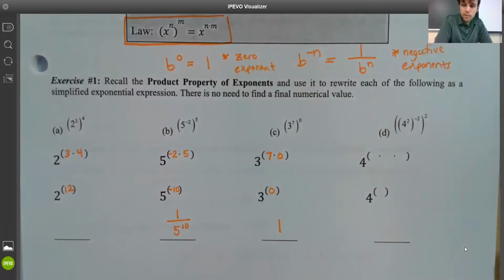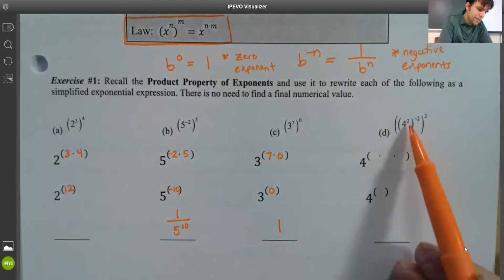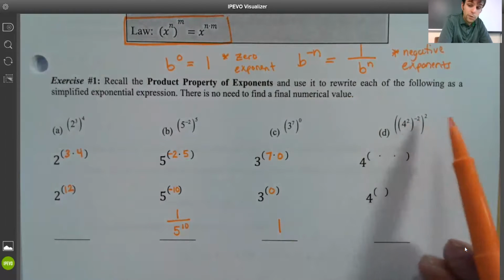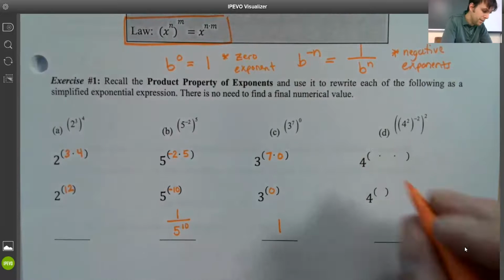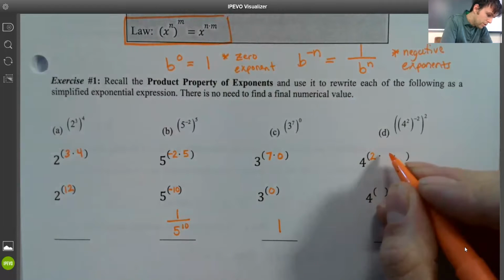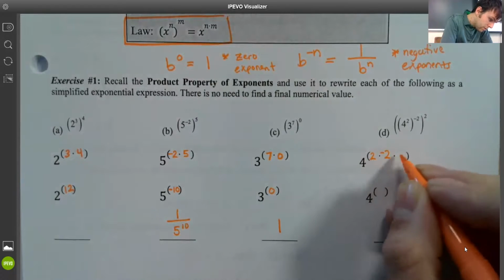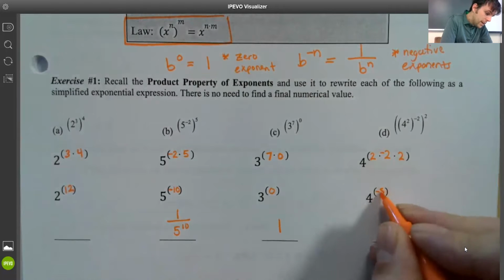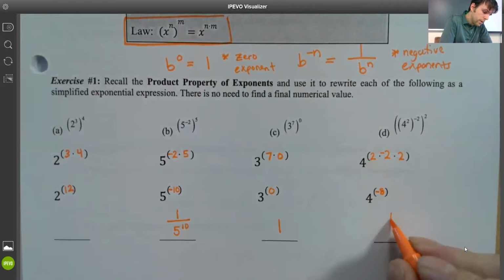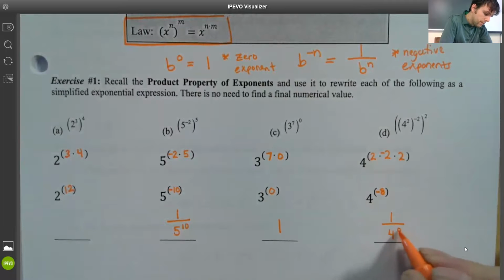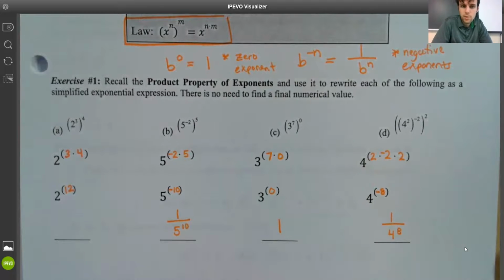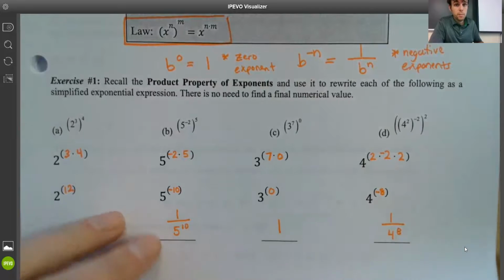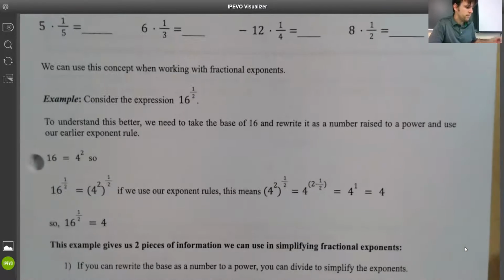Okay. Moving forward, this looks complicated, but again we have a power to a power to a power. We're just going to multiply all these together. So 2 times -2 times 2. That's going to be -8. And again, dealing with negative exponents, we can rewrite that as 1 over 4 to the 8th. No need to actually multiply that out. And there we go. Quick review of the product property of exponents.